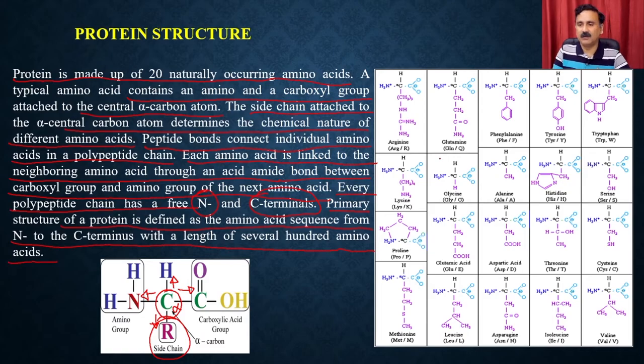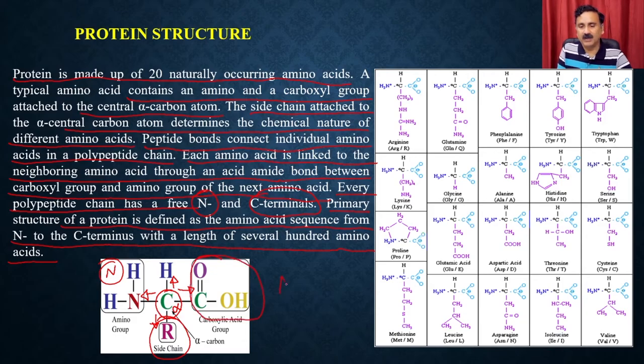These are the 20 different amino acids that we have already discussed in the previous lectures. So the primary structure is defined as the amino acid sequence from the N terminus to the C terminus. Do you see that it starts with the N terminus? This is the N terminus, and then it continues, combining with all the other amino acids through the peptide bonds, but ultimately the last amino acid has the carboxyl group, which is going to be free.